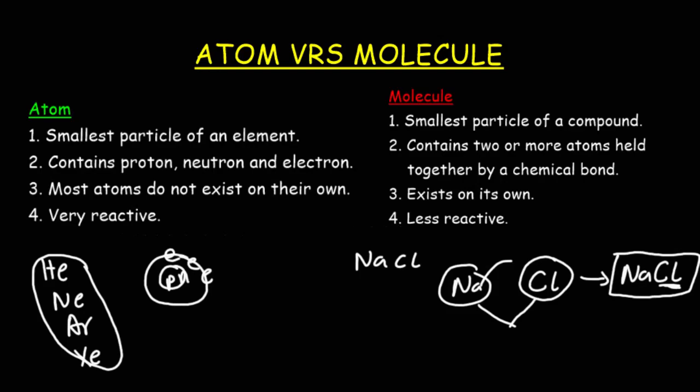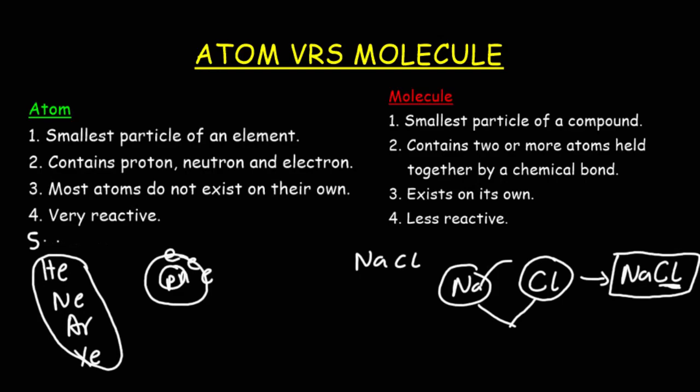On the other hand, because molecules are already stable, they are less reactive because they don't need to interact with other atoms. All right. Even though in some cases there is an interaction, it is less as compared to the atoms. So atoms are very reactive, whilst molecules are less reactive. And also we can give examples as the difference.